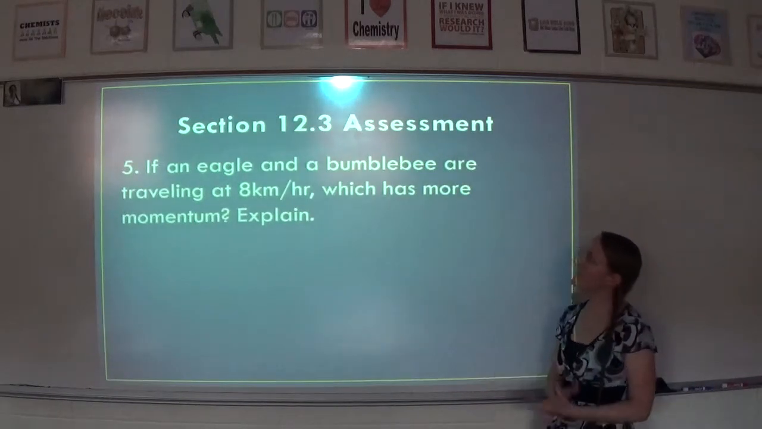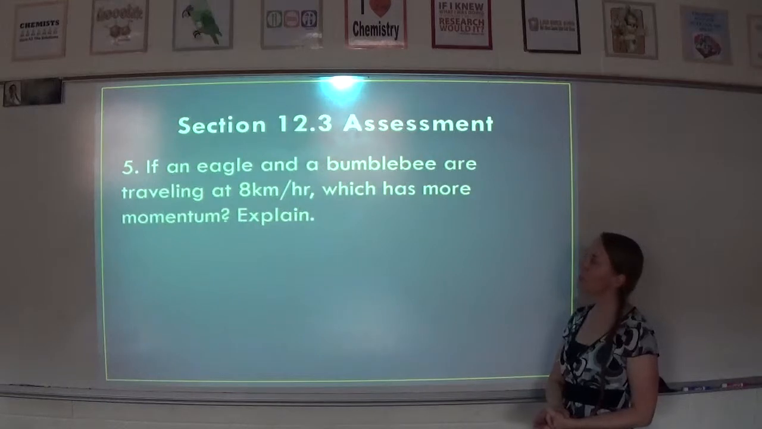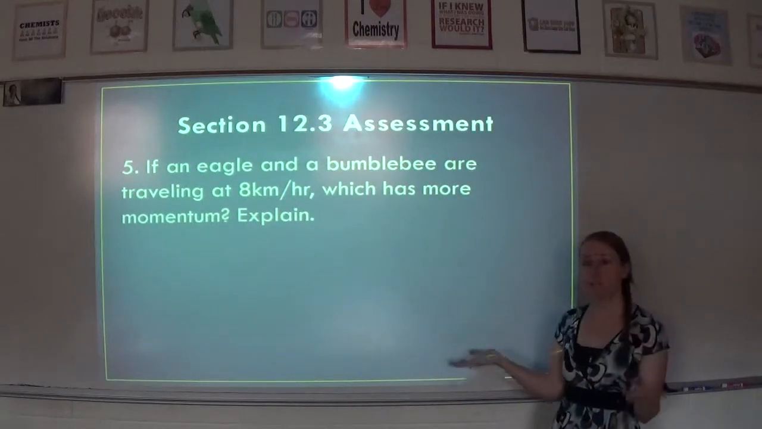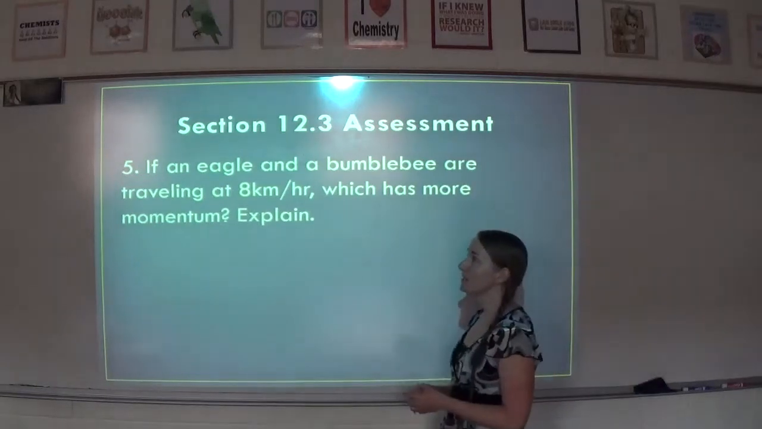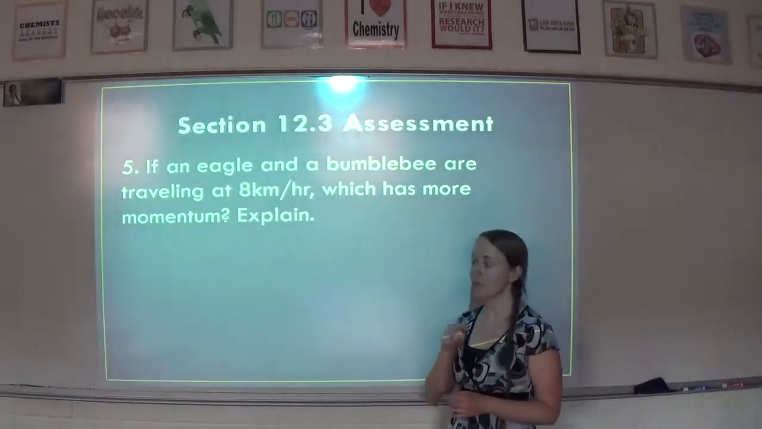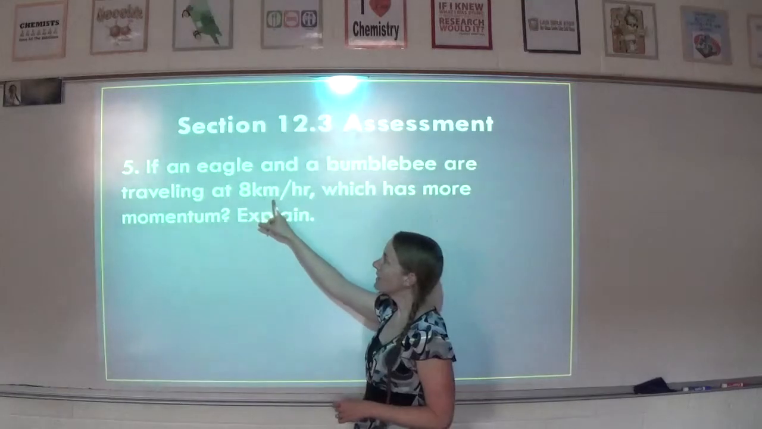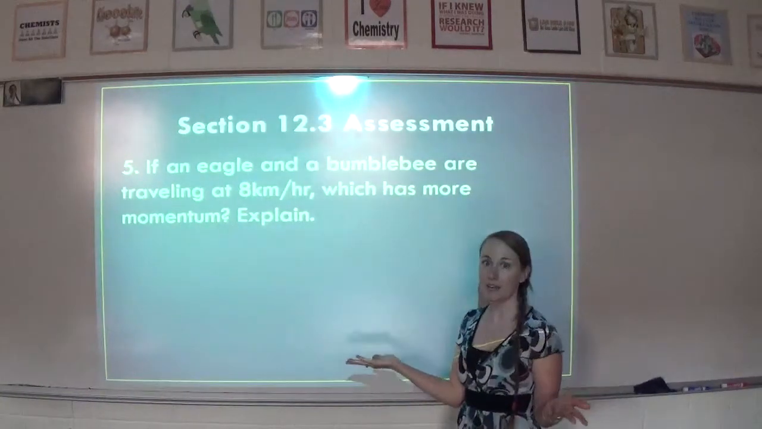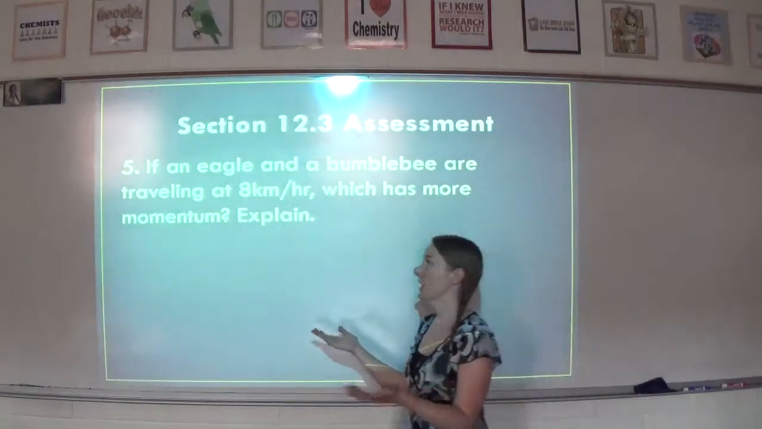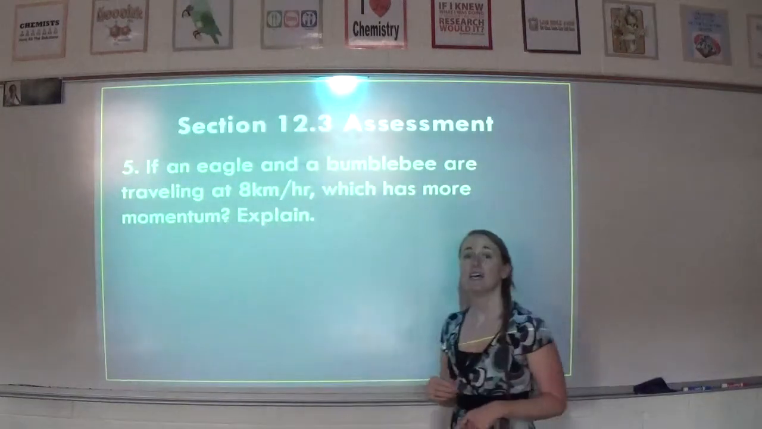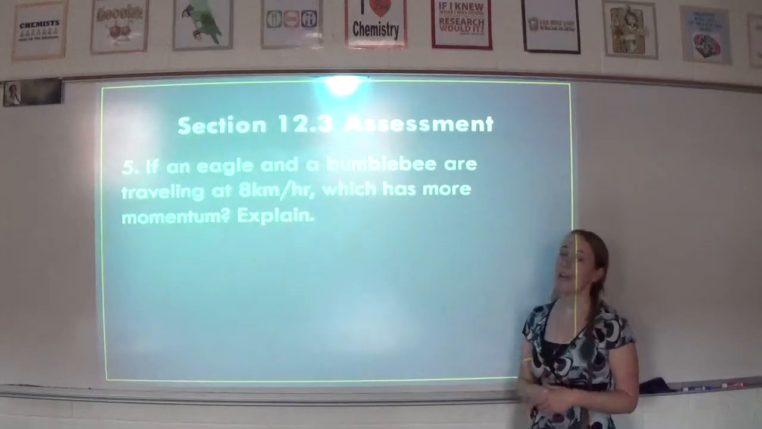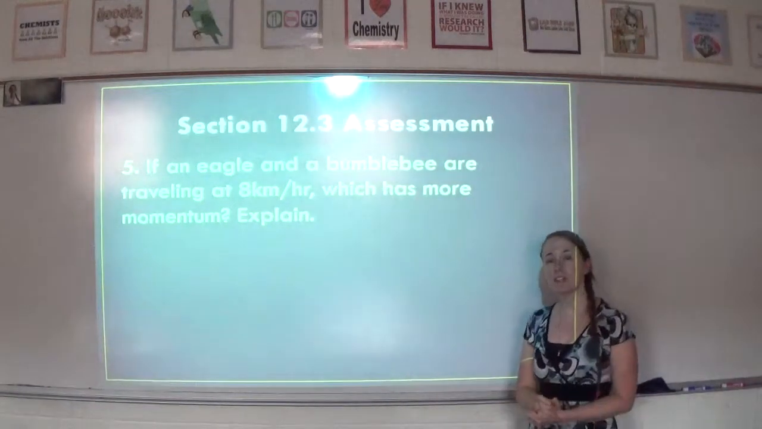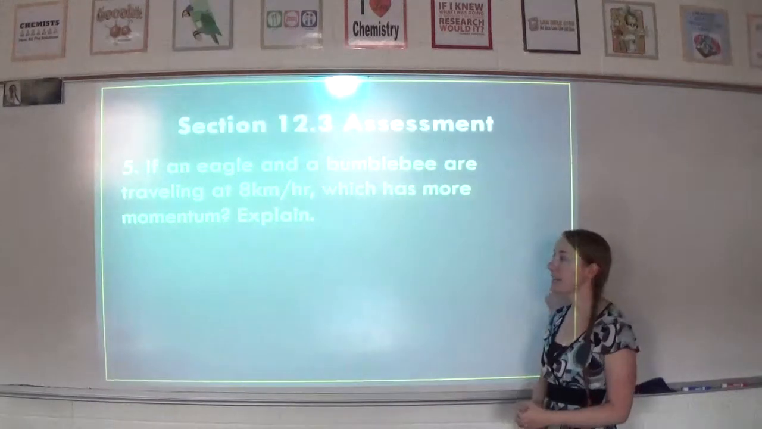Alright, and then last one, if an eagle and a bumblebee are traveling at 8 kilometers per hour, which has more momentum? Explain. Well, it would be the eagle, because momentum is mass times velocity. They both have the same velocity, but who has more mass, an eagle or a bumblebee? Hopefully we all answered that the eagle would have more mass. So once you multiply the eagle's mass by 8, you would get a larger momentum for the eagle. So hopefully you have a better understanding of Newton's third law of motion and momentum.